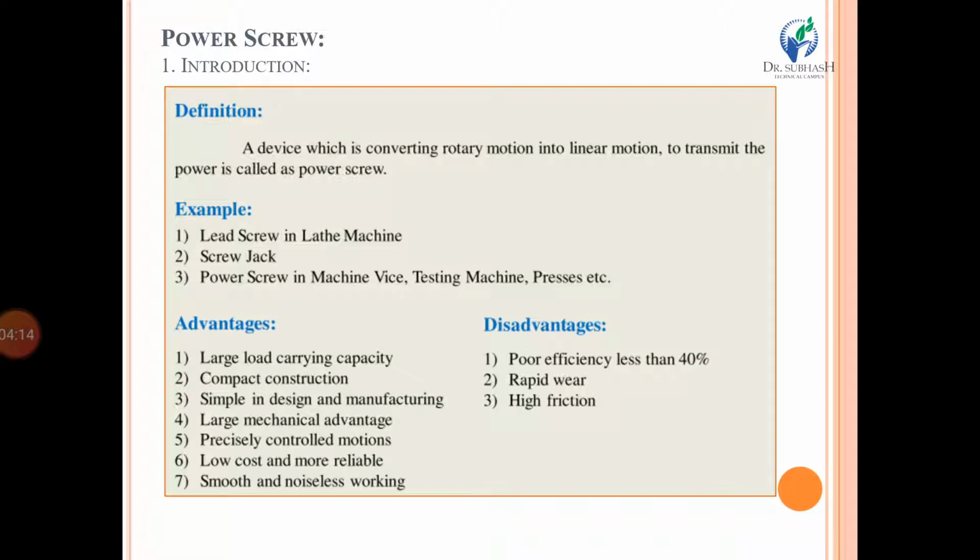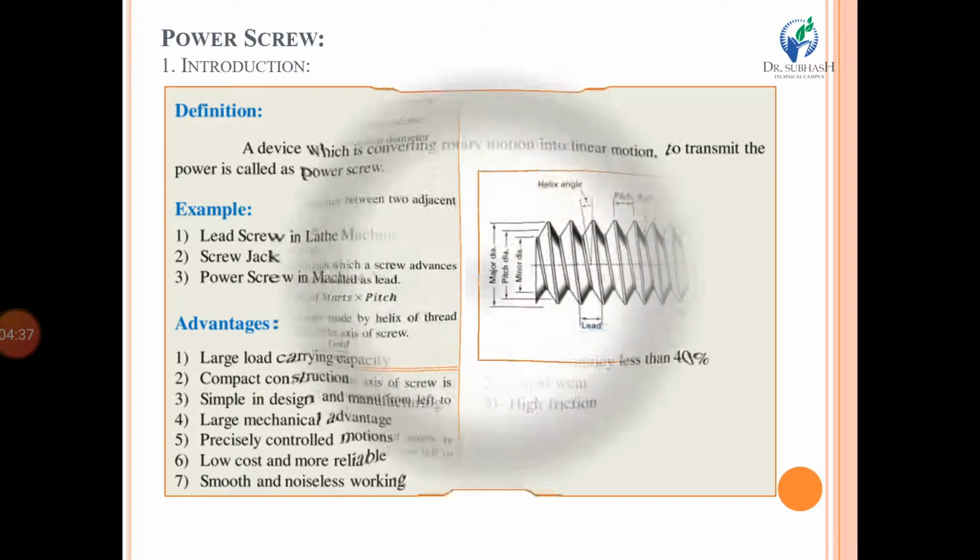Along with those advantages, a few limitations are also there. First and most adverse limitation is that any kind of power screw offers only up to 40% efficiency. Secondly, because of threaded parts, wear and friction are very high. So these are the disadvantages or demerits of the power screw.